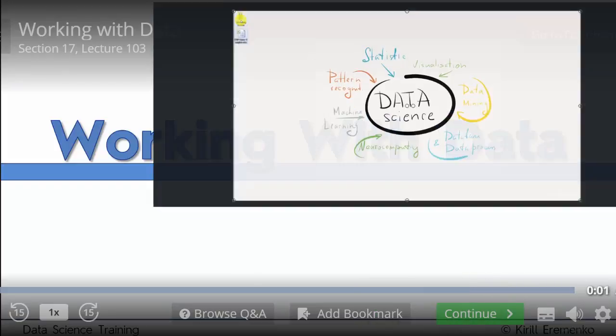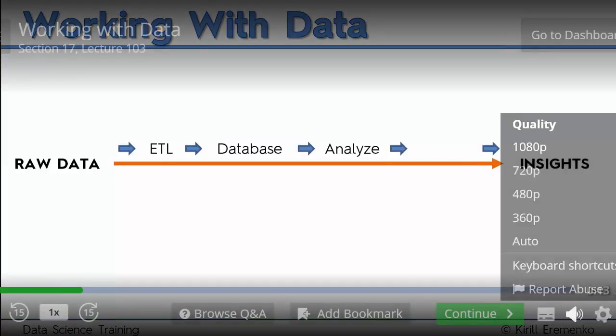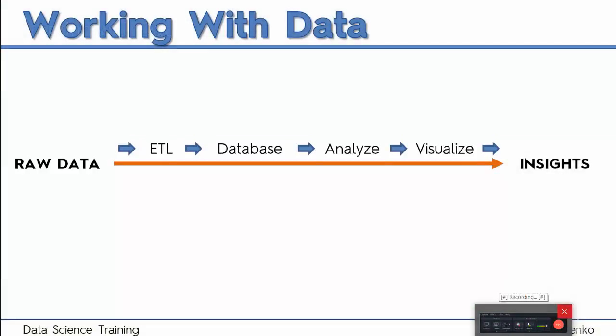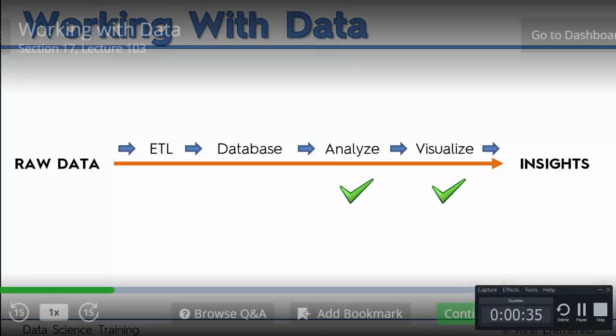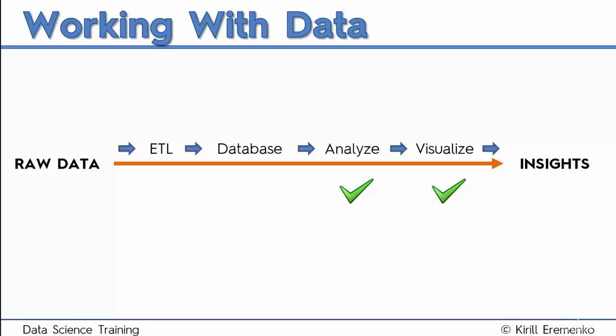What is working with data? In order to get from raw data to insights, your data has to undergo a journey. And broadly speaking, this journey consists of 4 major steps. These are ETL, database, analyze, and visualize. Now, analyze and visualize are pretty straightforward. These constitute the creative part of the work of a data scientist. Whereas working with data comprises the ETL and database steps.